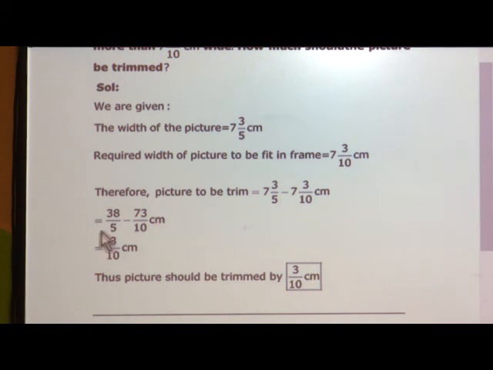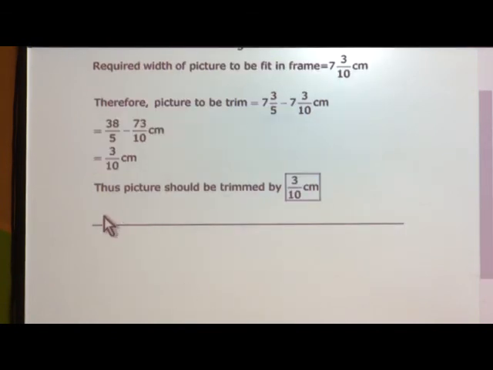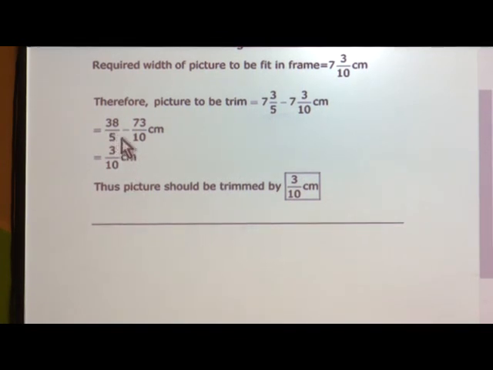Now 5 and 10 are not the same, so we have to go for an LCM. First we have to find the LCM to make the denominators the same. So we will find the LCM of 5 and 10. The LCM is 10. Now we have to do the subtraction. First we have to convert this into a denominator of 10. So we have to multiply this 5 by 2, so it will be 10.